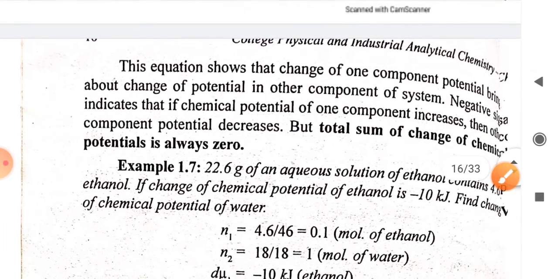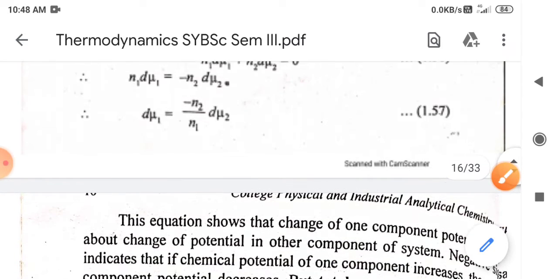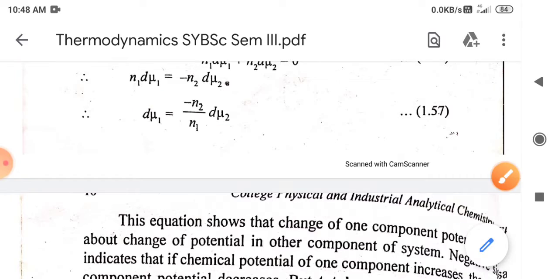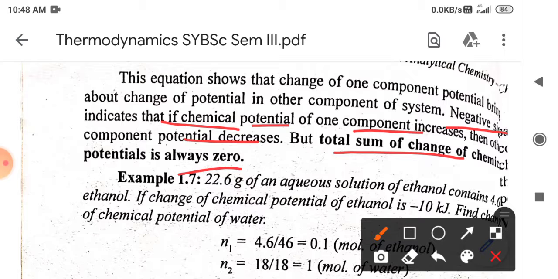Now the above equation shows that a change in the potential of one component during the process changes the potential of the other component of the system also. So here you can see that if we change the value of d mu2, ultimately the value of d mu1 is going to change. The negative sign in the equation indicates that if the chemical potential of one component increases, then the chemical potential of the other should decrease. But the total sum of the change in chemical potential is always 0.